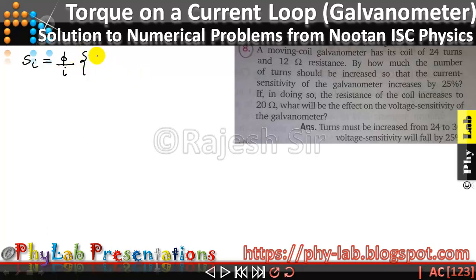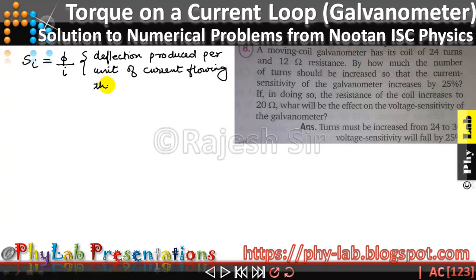So it is the deflection produced per unit of current flowing through the galvanometer, or more appropriately you can say or ammeter.